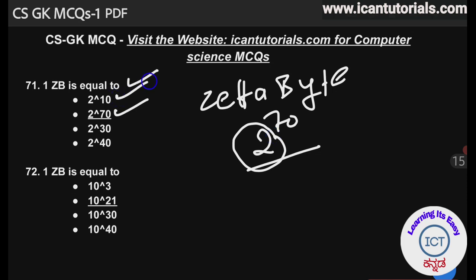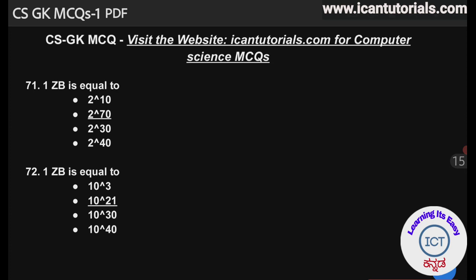2 to power of 10 means it is kilobyte. 2 to power of 30 means it is gigabyte. 2 to power of 40 means it is terabyte. We are expressing in powers of 2, that is 2 to power of 10, like that.